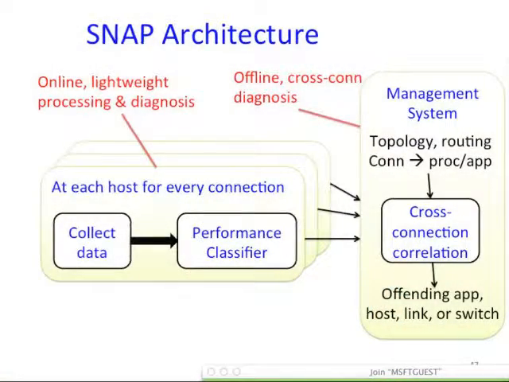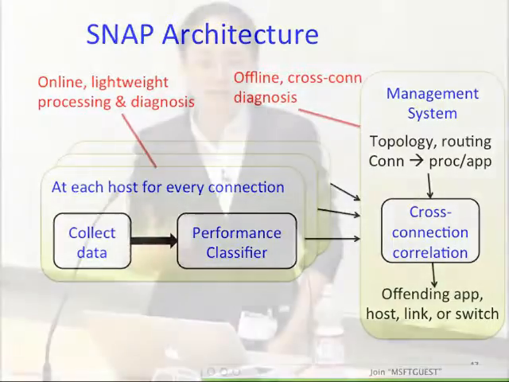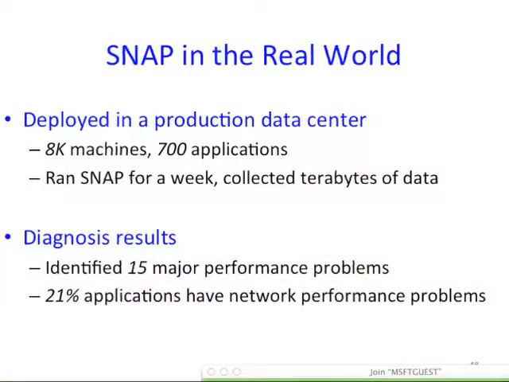So in summary, Snap has two parts. The first part is on each host, we have some online, lightweight processing and diagnosis code. And we also have an offline cross-connection diagnosis part to identify these correlated problems. We actually deployed Snap in the real world in one of Bing's data centers. That data center has about 8,000 machines and 700 applications. We ran Snap for a week and collected terabytes of data. Using this data, we were able to identify 15 major performance problems.